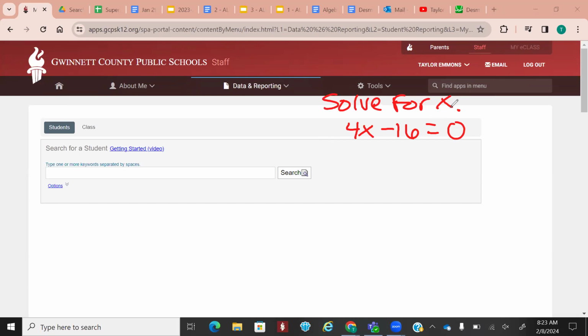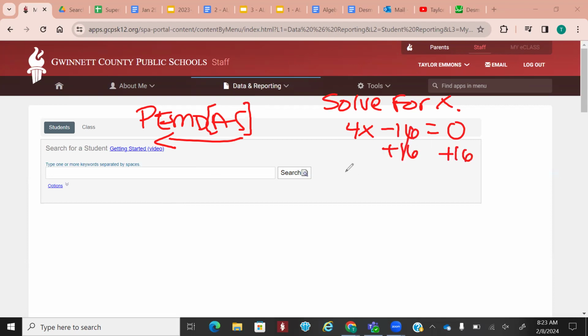Okay, back in like 6th grade, when you learned how to do this, and that's not a shame thing, this is just when you learned it. You learned about PEMDAS. When you solve, you do reverse PEMDAS. So you're going to add and subtract first. So you see this -16? I'm going to add it to the other side. I didn't do anything with this 4x, so I'm just going to bring that guy down. 0 plus 16 is 16.